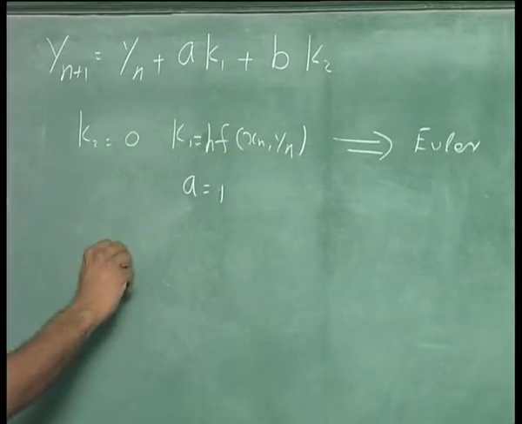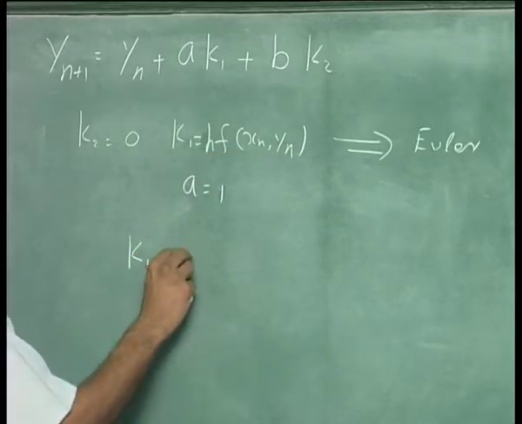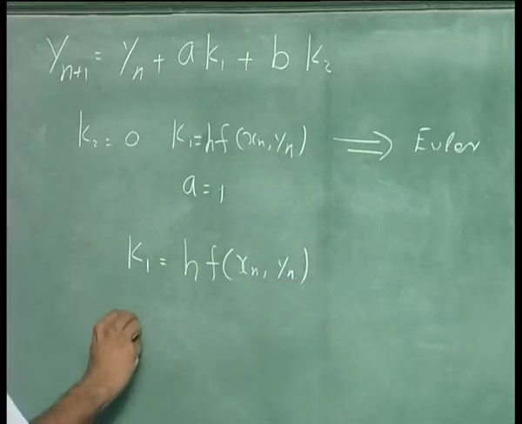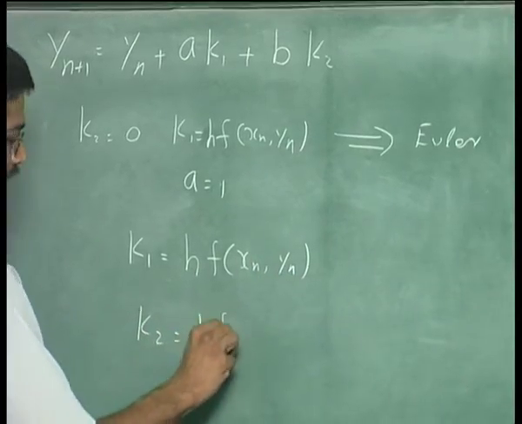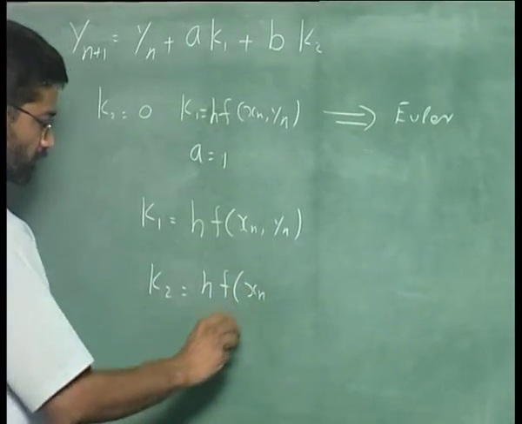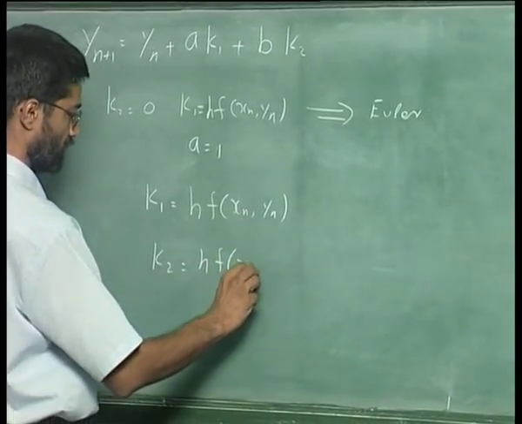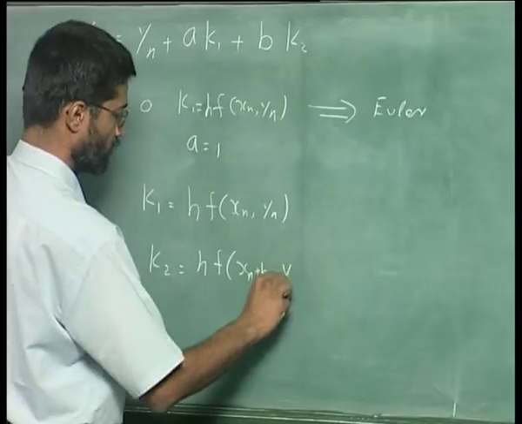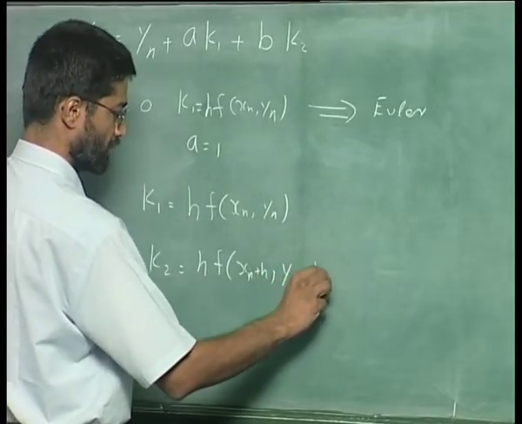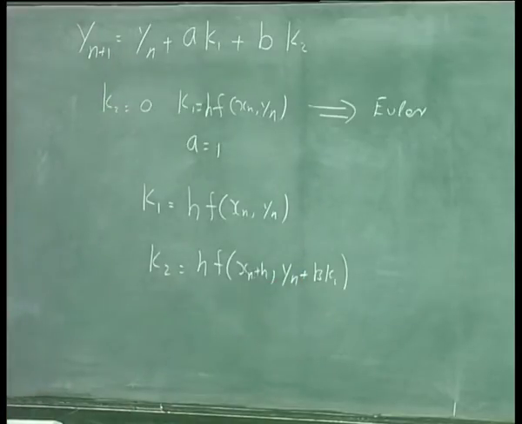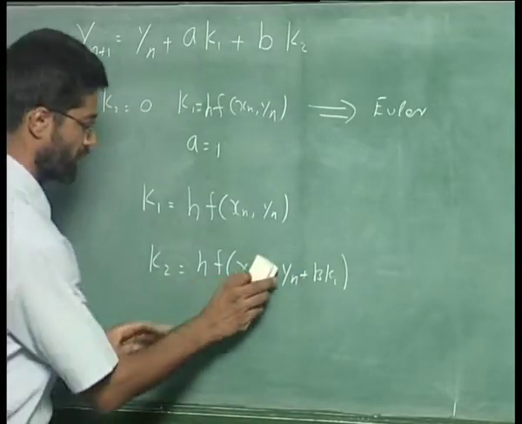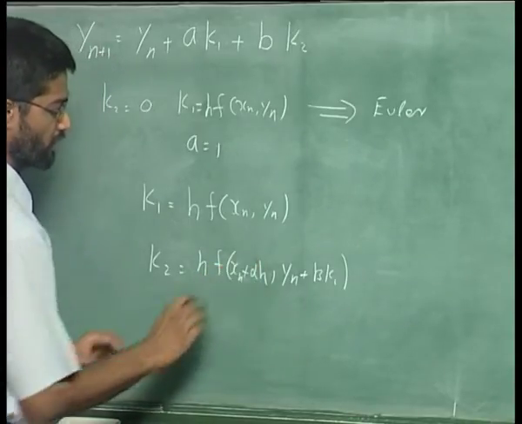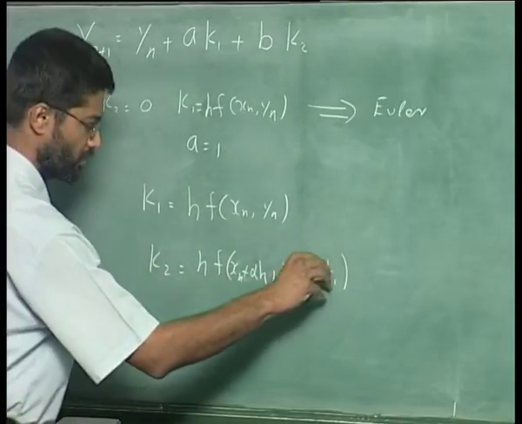So, we are going to write this in this fashion: k 1 is h times f of x n and y n, and k 2 is h times f of x n plus alpha times h, and then y n plus beta times k 1. That is the scheme which we are going to use.